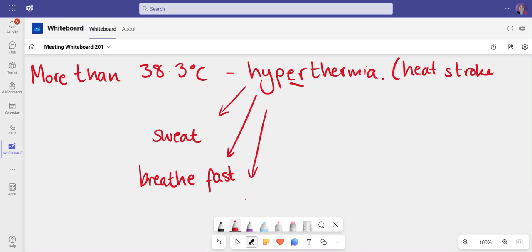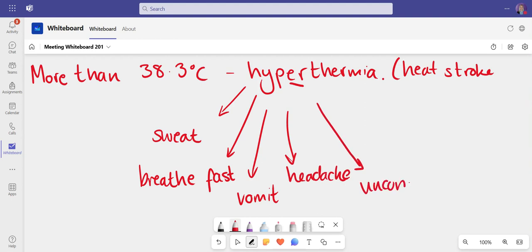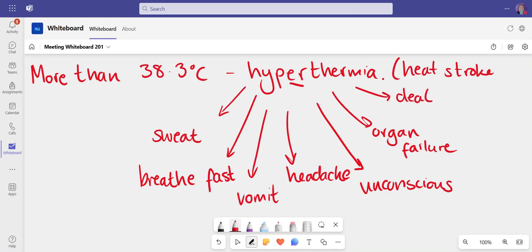If you get hyperthermia, you're likely to vomit. It will make you sick. You'll get a headache. And if it's left and it gets really bad, you might fall unconscious. Organs can fail because basically what's happening is your enzymes start to denature, so your body doesn't work properly without enzymes. So organ failure, and eventually, if you leave it, it can result in death.